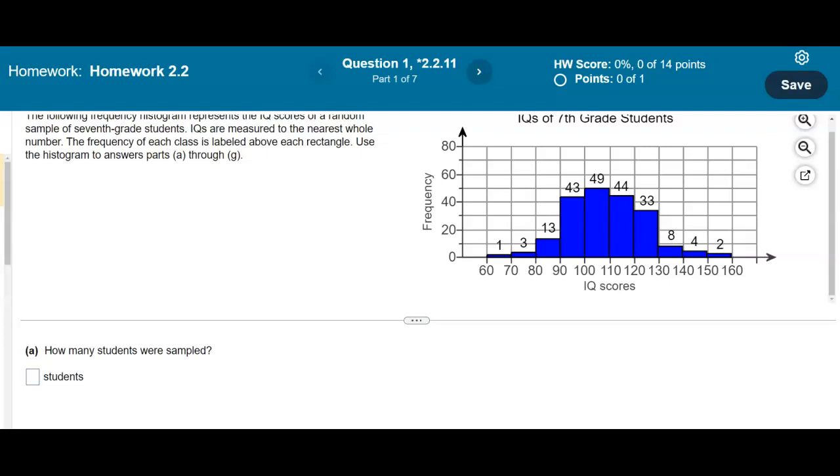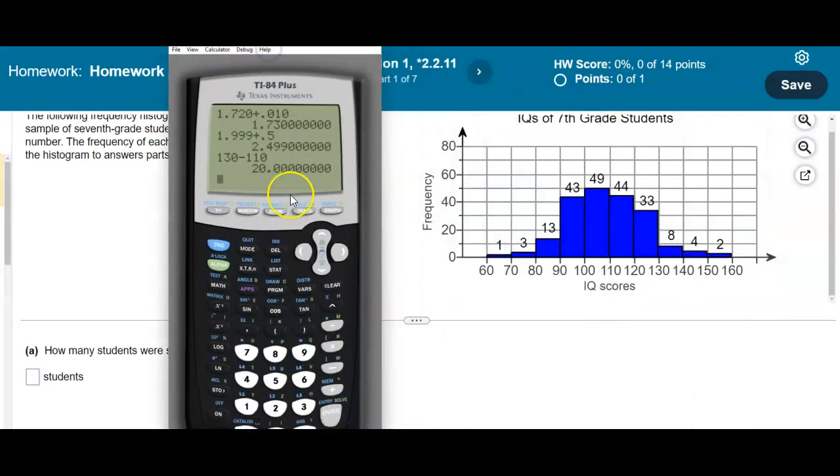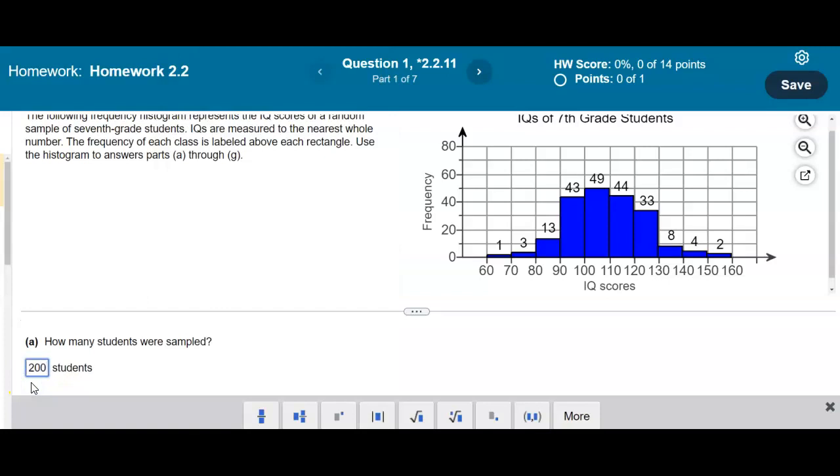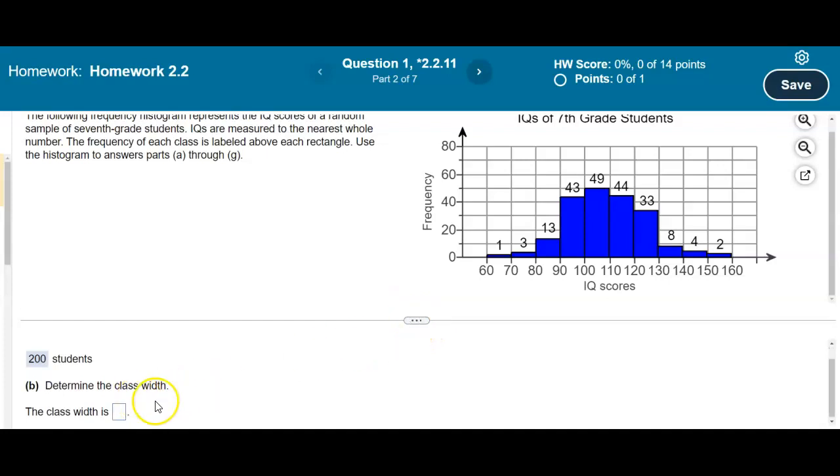So let me go ahead and use the calculator here. Alright, so let's add our numbers. We have 1 plus 3 plus 13 plus 43 plus 49 plus 44 plus 33 plus 8 plus 4 and then plus 2. And that should give us the total amount of students. Therefore, we get an answer of 200. Let's put that answer in and see if our answer is correct. And it is.